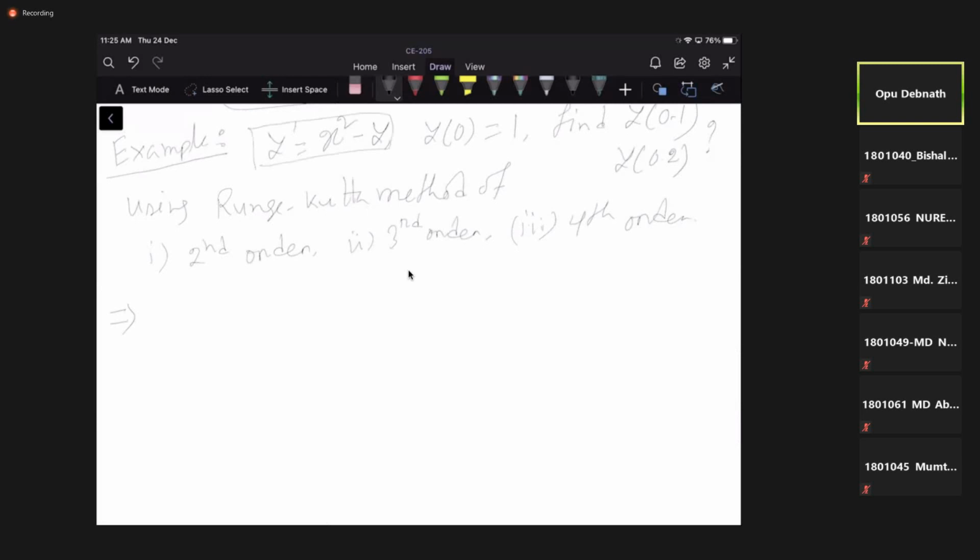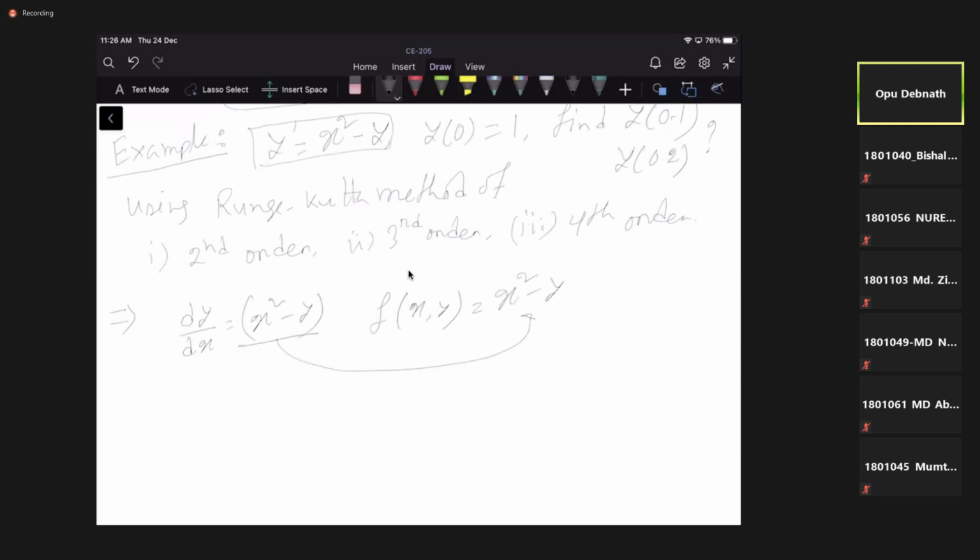Y prime is equal to x square minus y. So this is nothing but y prime. Y prime means actually dy by dx, the slope. dy by dx is equal to x square minus y. So for this problem, the function of xy, that means f of xy, is equal to x square minus y. So you get your desired function.